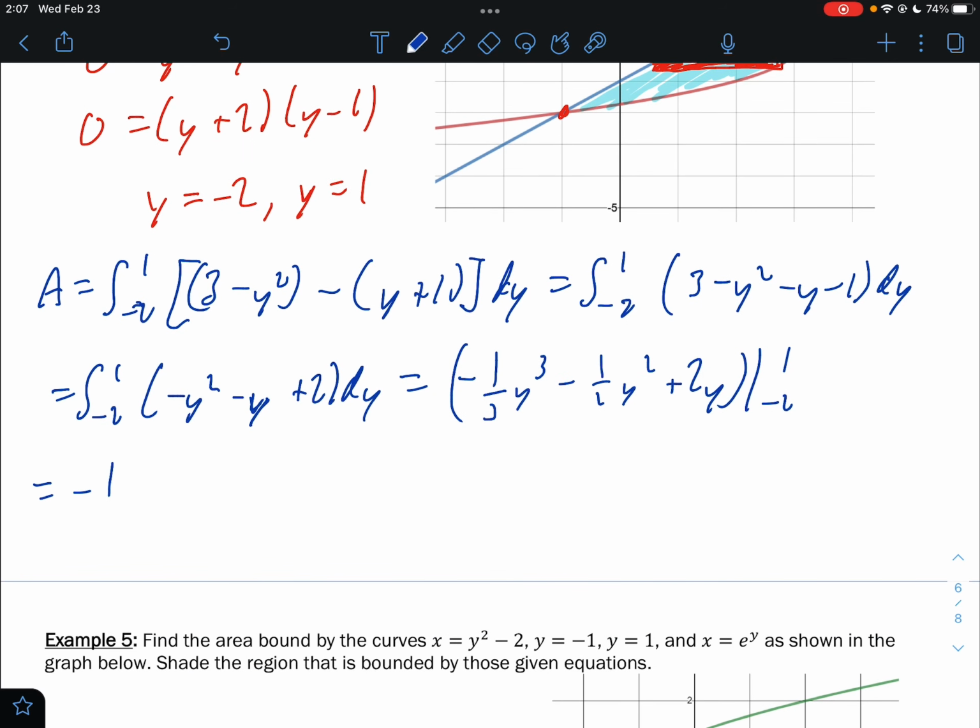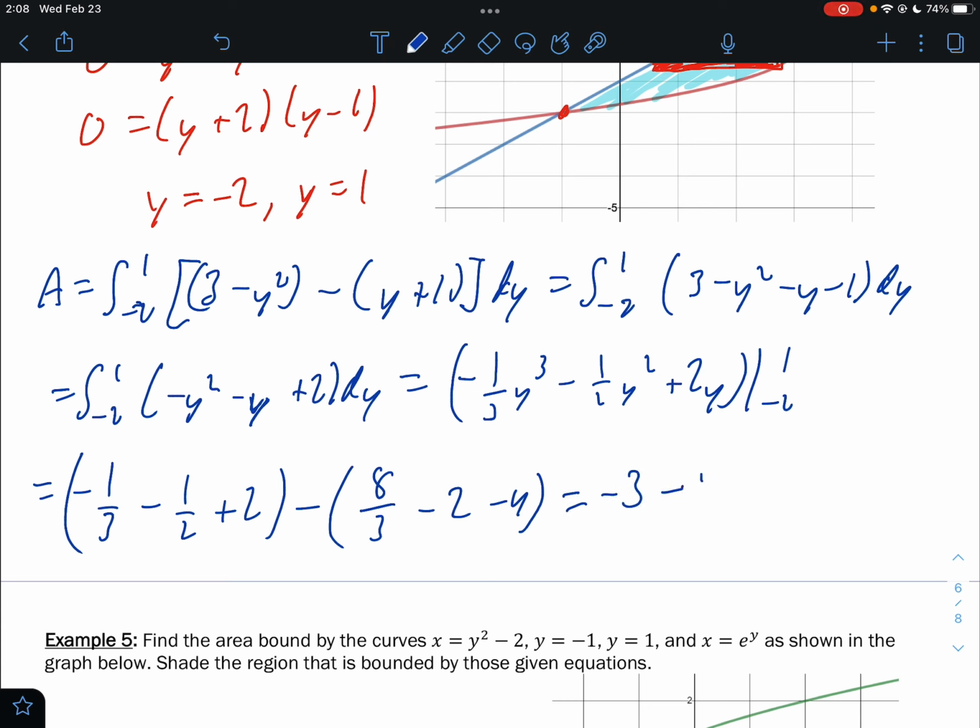Put 1 in there, we get -1/3 minus 1/2 plus 2. If we put -2 in there, we get 8/3. Let's see, 4 over -2 would be -2 minus 4. So simplifying that, we have -1/3 minus 8/3, which is -3, minus 1/2, and then 2 plus 2 is 4, plus 4 is 8. So again, we would get 9/2.